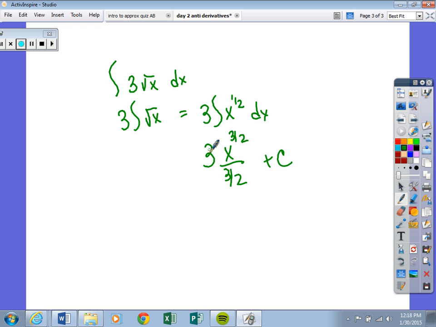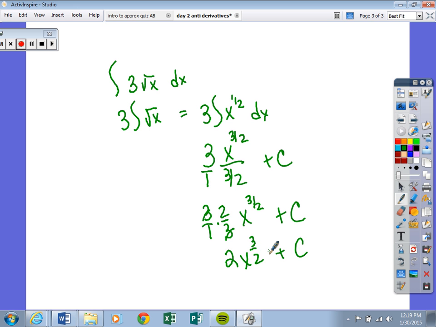Well, currently this 3 is a whole number, so you can put it over 1, and instead of dividing by 3/2, we can think of that as multiplying by 2/3. And then I've got my x to the 3/2. So when you look at it like that, it just becomes 2x to the 3/2 plus c. Oops, and that 3/2 is terrible. It really should be more like an exponent, okay? So there's your second one, and that would be my final answer for that.